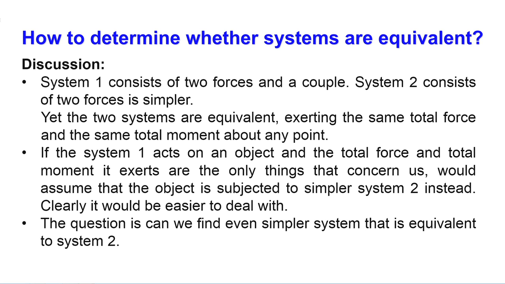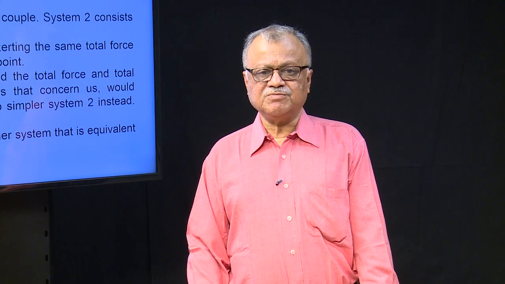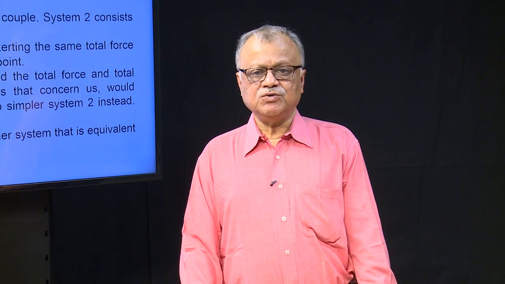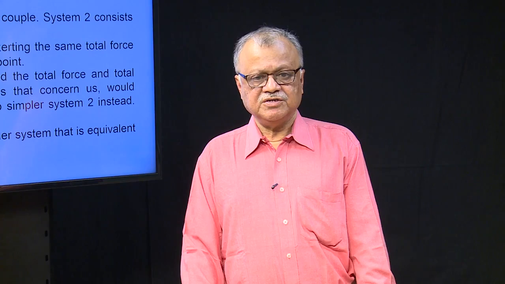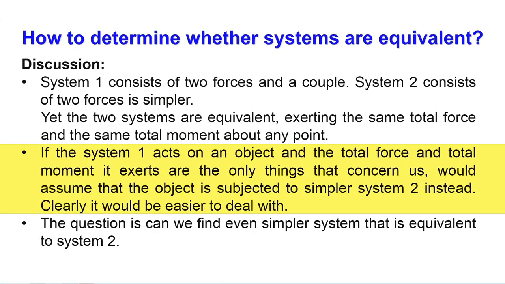Now, system 1 consists of 2 forces and 1 couple, but system 2 consists of 2 forces. So, system 2 is much simpler, yet the two systems are equivalent, exerting the same total force. System 1 acts on an object with the same total force and moment as system 2.